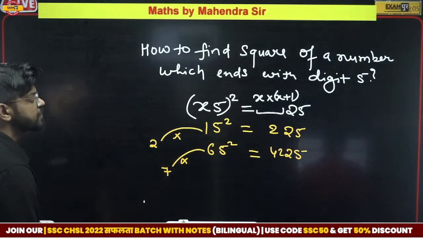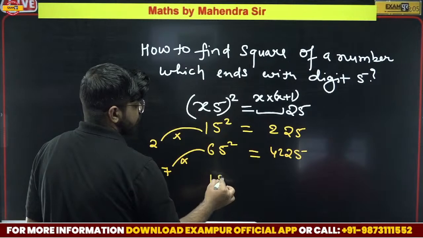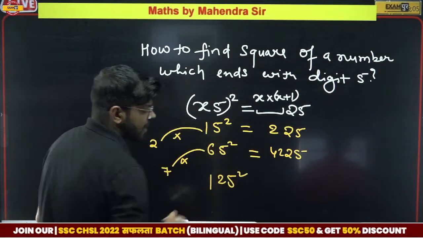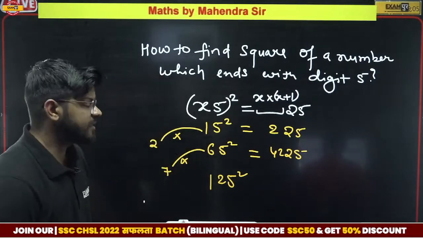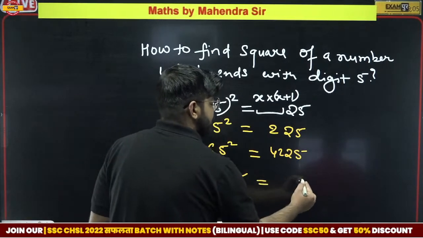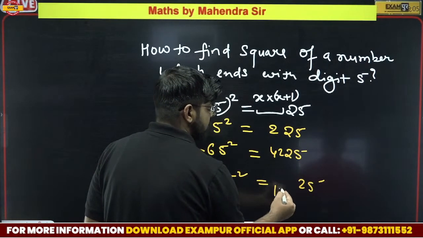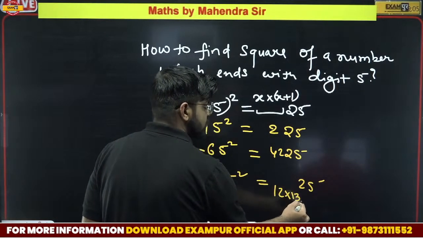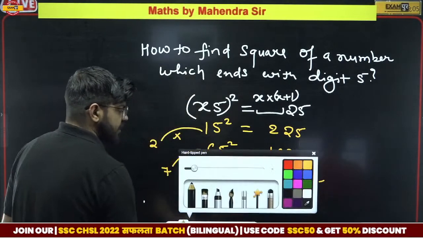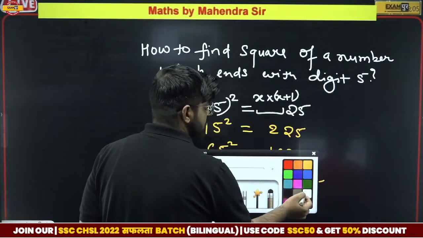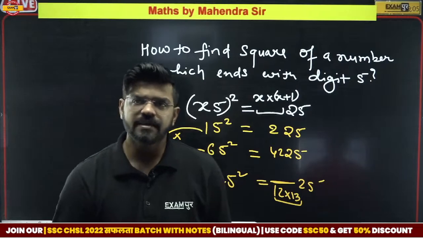Very good. So if we have to calculate the square of 125, what do we do? Can you calculate this? Tell me. You know that 25 will come at the end, and we have to calculate here 12 into 13. Now 12 into 13 is nothing but 156. If you know that, you will get the answer.